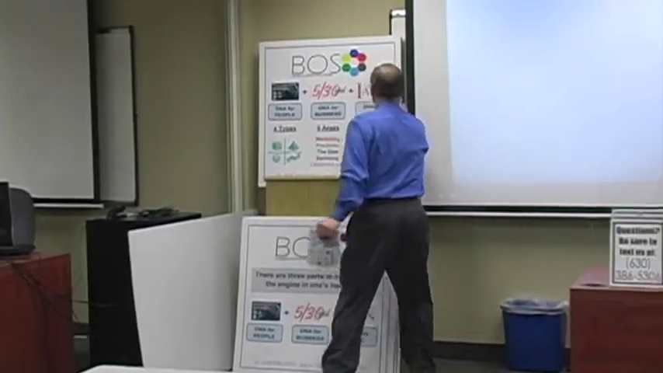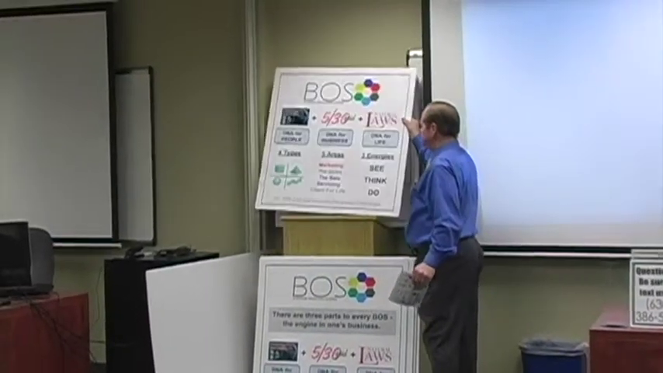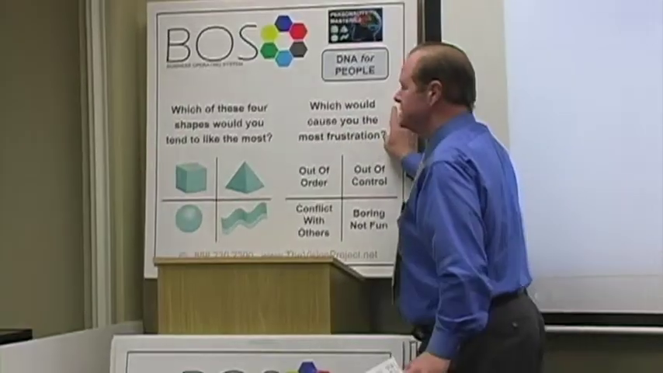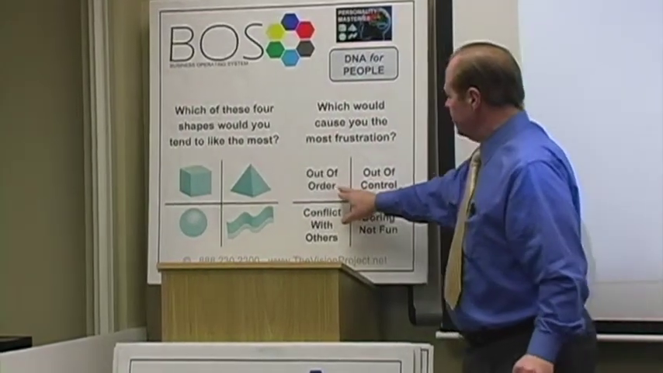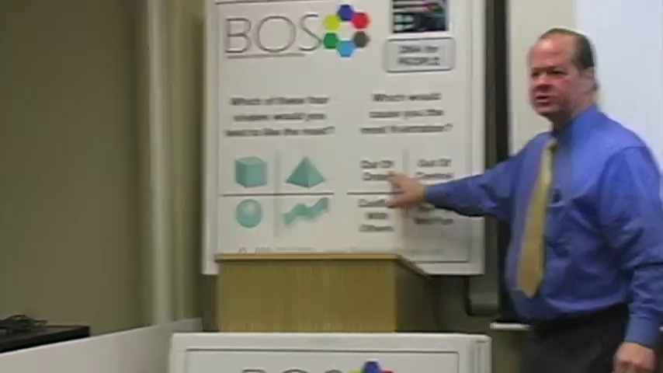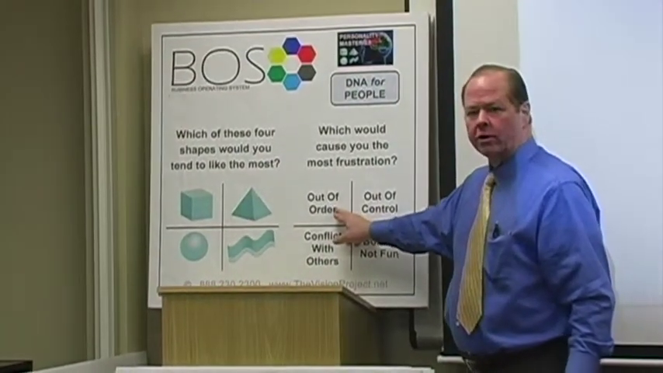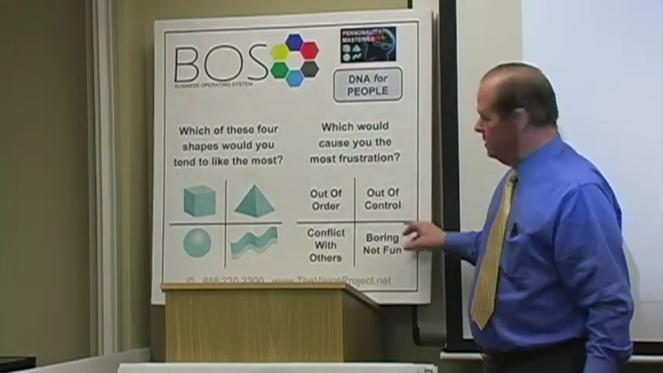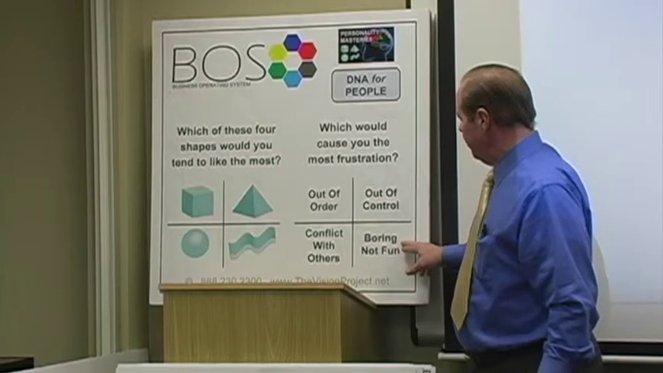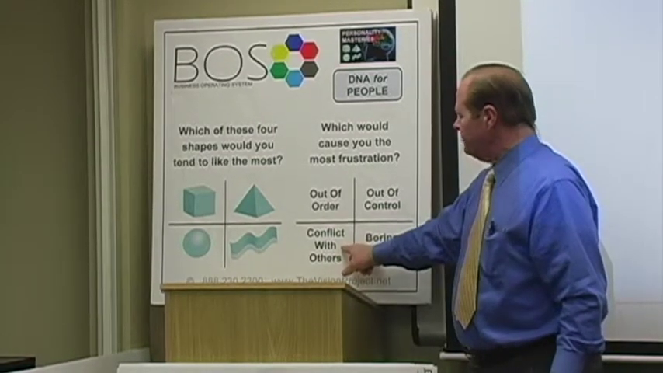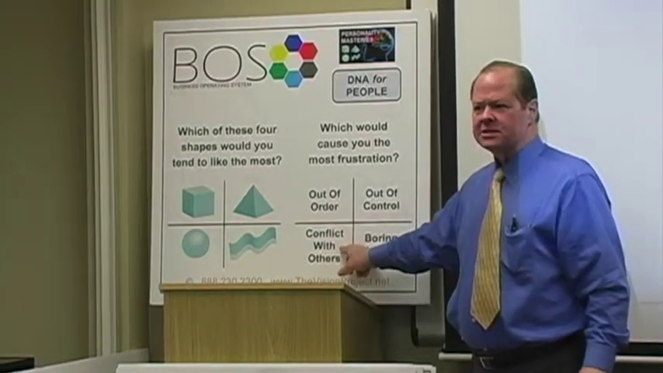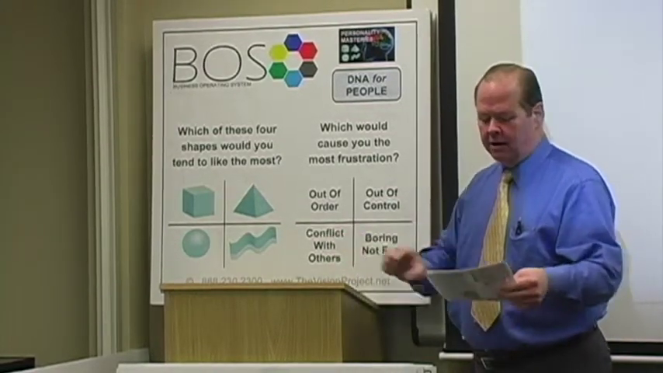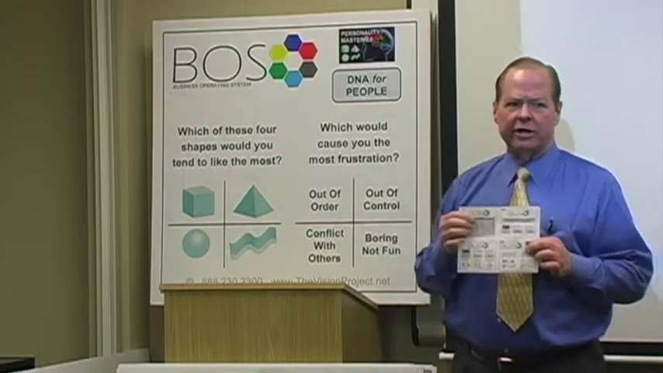So here's my question. How can learning to think differently help you attract more profitable clients? Do your clients find the most frustration in things that are out of order? Do they find the most frustration of being out of control? Do they find the most frustration in boring or not fun? Or is it conflict with others, as Dawn was sharing? Think about those things as you look at box 10 here on your sheet. That's really going to be important.